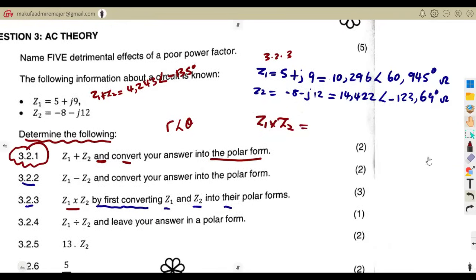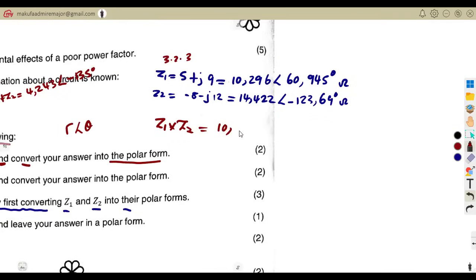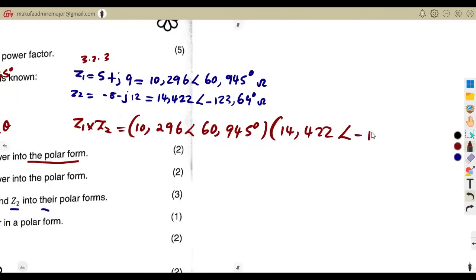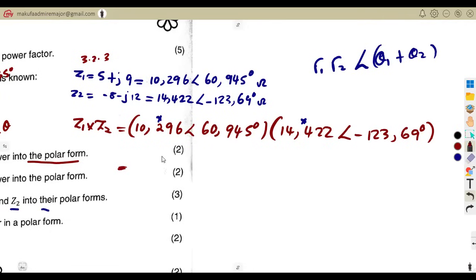So now determine Z1 and Z2, the product of Z1 and Z2. Remember, in polar form, how do you multiply? You're given your Z1, 10.296 at an angle of 60.945 degrees. You multiply this to Z2, which is 14.422 at an angle of what? At an angle of minus 123.69 degrees. So this was going to give us the product. Remember, in polar form, R1 multiplies R2. The angles, you add theta 1 and theta 2 from Z1 and Z2. So you're going to multiply your R1 and your R2 together. You multiply these numbers.